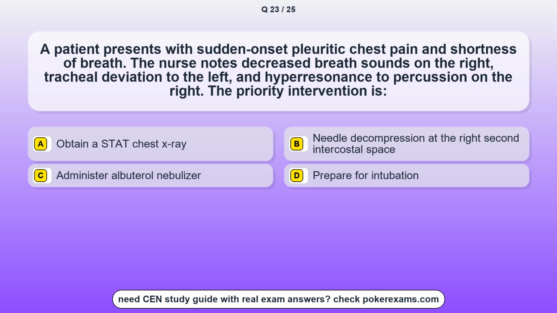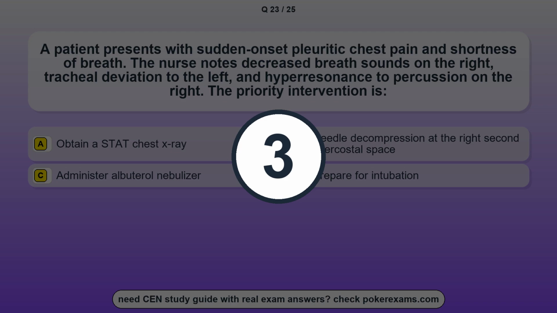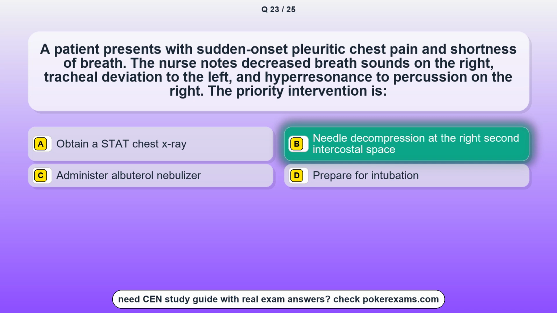Question 23. A patient presents with sudden onset pleuritic chest pain and shortness of breath. The nurse notes decreased breath sounds on the right, tracheal deviation to the left, and hyperresonance to percussion on the right. The priority intervention is Option A, obtain a stat chest X-ray. Option B, a needle decompression at the right second intercostal space. Option C, administer albuterol nebulizer. Option D, prepare for intubation. The correct answer is Option B, needle decompression at the right second intercostal space.